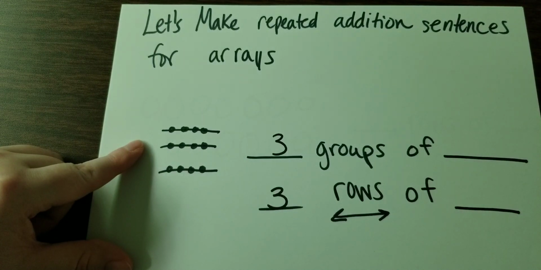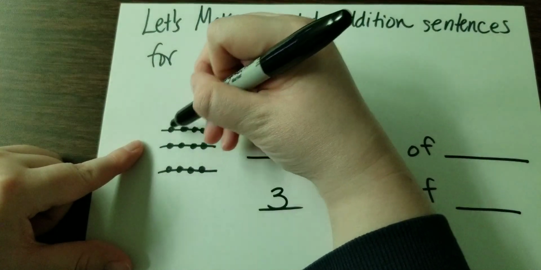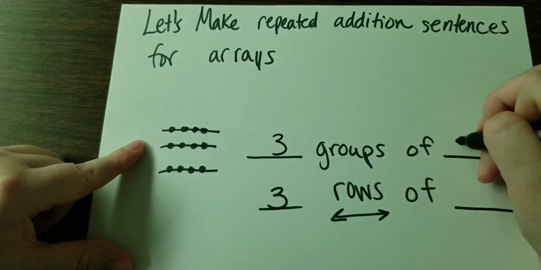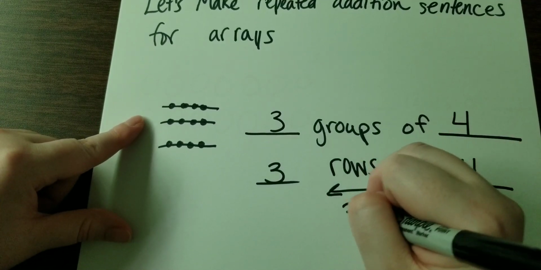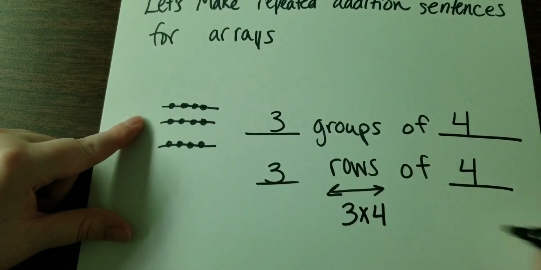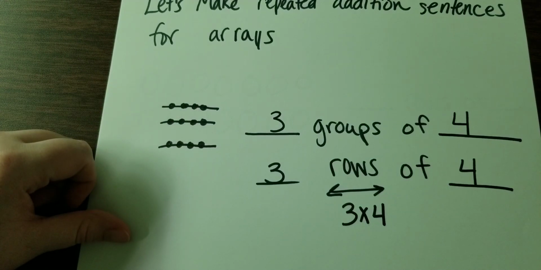And how many are in each group or on each row? I simply count one row. 1, 2, 3, 4. So this array shows 3 groups of 4 or 3 rows of 4. I know that I'm solving 3 times 4. How can I make a repeated addition sentence for that though?